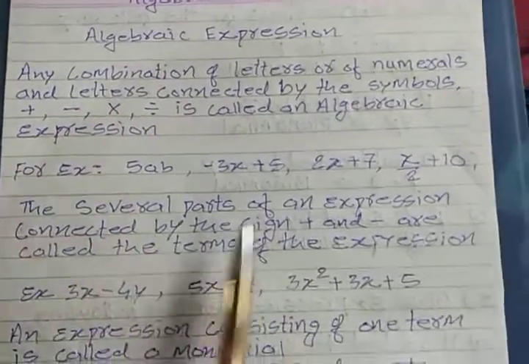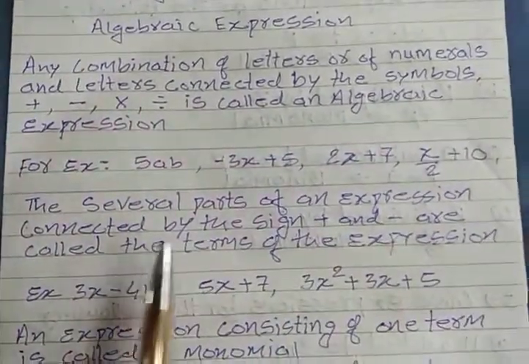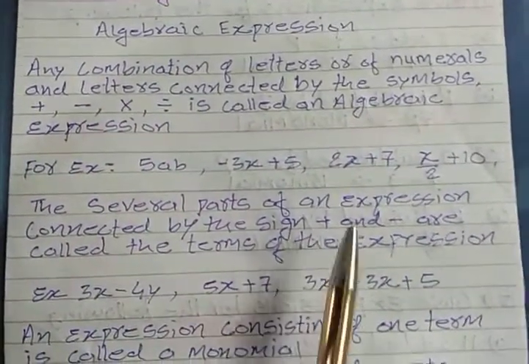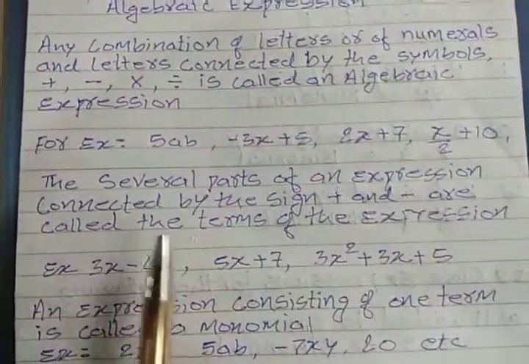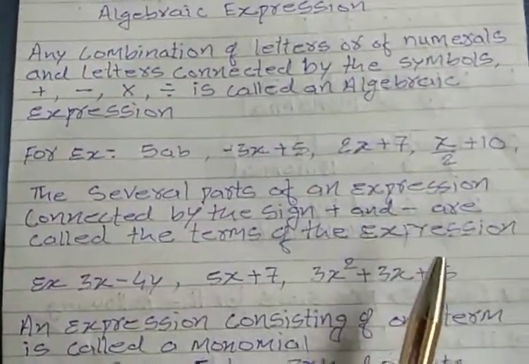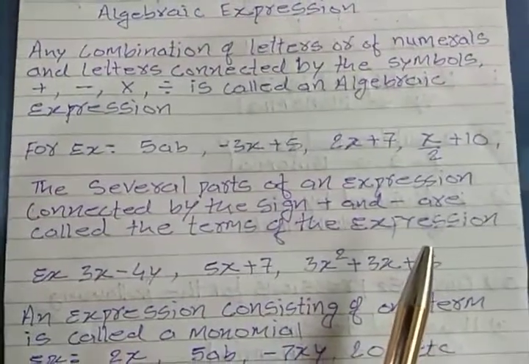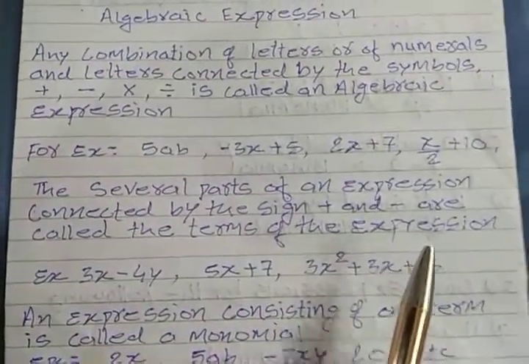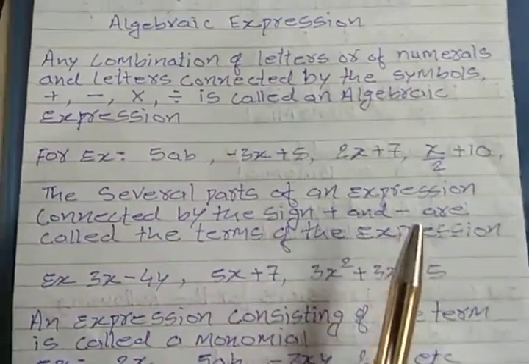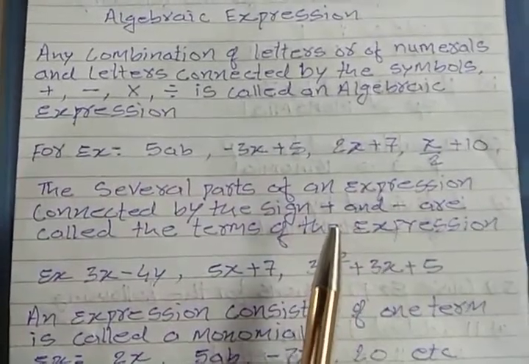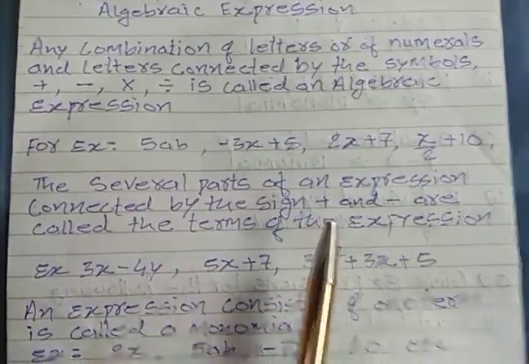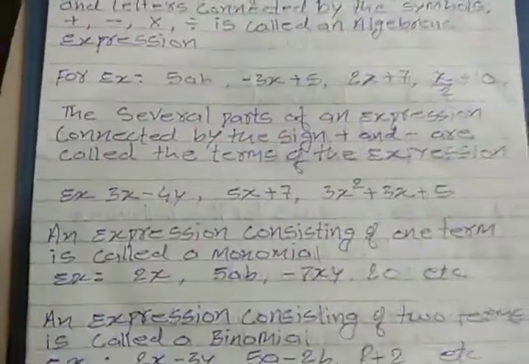The several parts of an expression connected by the sign plus and minus are called the terms of the expression. If in an expression you see a plus sign or minus sign, the parts they separate are called terms. Individually they are called terms. Now we will see what the terms are.